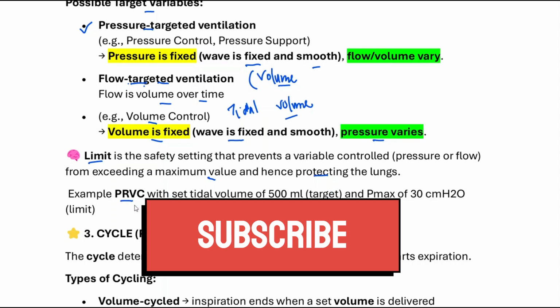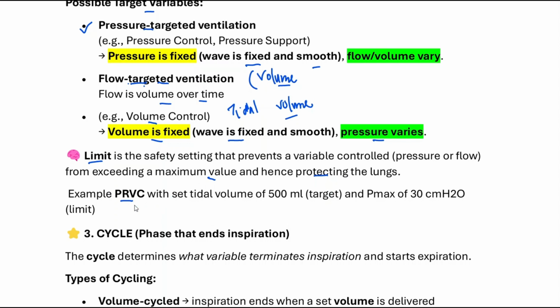A classic example is what we see in PRVC, which is pressure regulated volume control, whereby you set a tidal volume, for instance, let's say a tidal volume of 500. That tidal volume is going to be your target, because that's how the breath is going to be delivered, right? And then once that tidal volume is being delivered, you also have a safety setting in place to make sure the pressure doesn't go too high. So you put a maximum pressure of 30 in this case. This maximum pressure of 30 is going to be the limit. So if the ventilator is delivering the breath, which is tidal volume in this case, and that pressure is reached, then that will limit further delivery of the breath, right?